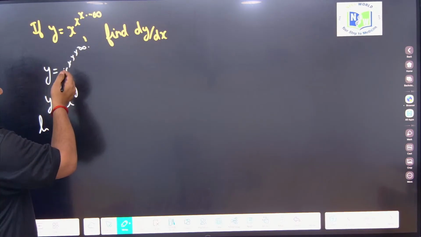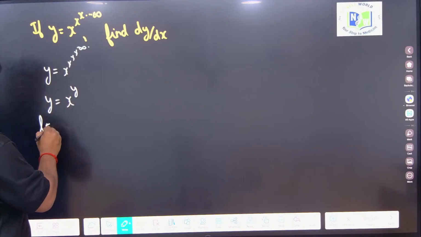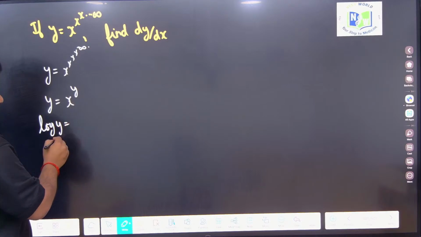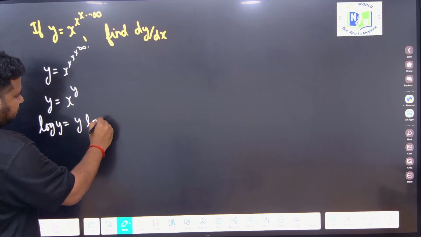For this we have a shortcut also, but I will not talk about the shortcut now. Let us learn the actual method, because your basics should be strong. So applying log, this will become y times log x.